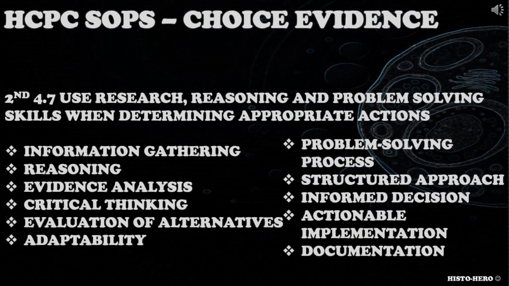The second standard is, use research, reasoning and problem-solving skills when determining appropriate actions. This one links nicely to the previous one. To meet it you need to use research, reasoning, and problem-solving skills when determining appropriate actions. What research is available to you to problem solve? What are your reasons for solving the problem the way you did? What problem-solving skills do you have? Consider information gathering, critical thinking, reasoning, decision-making, analysis, communication, adaptability, and so on.